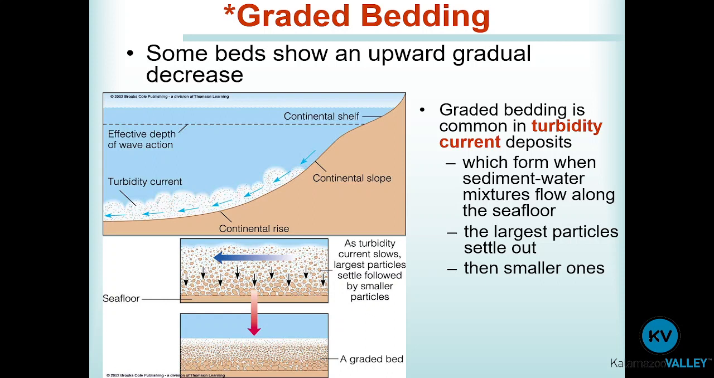But because they're settling out at different rates, heavier things settling first, we end up with this gradation, or graded bedding. The largest at the bottom, medium, smaller and smaller, fining upwards. And this type of deposit is commonly associated with turbidity currents.